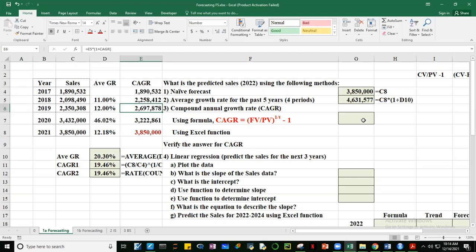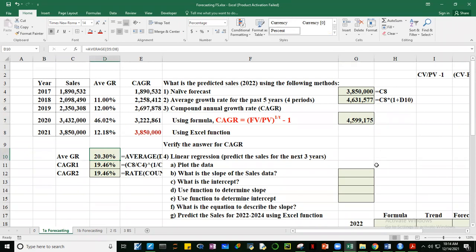Okay, no questions? So we can now predict our sales for 2022 using CAGR. It's simply the sales of 2021 multiplied by 1 plus our CAGR. Pwede natin gamitin yun, 1 plus CAGR. Our forecasted sales for 2022 will be 4,599,175 using CAGR. So it's slightly lower than the average growth rate, kasi mas malaki yung average growth rate, no? Compared to your CAGR, 19.46, at least in this case.